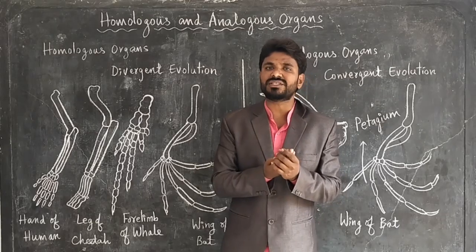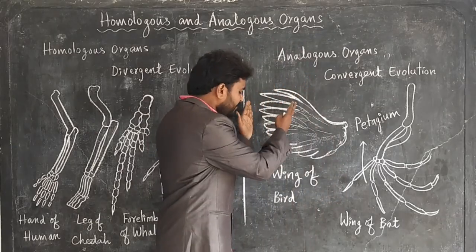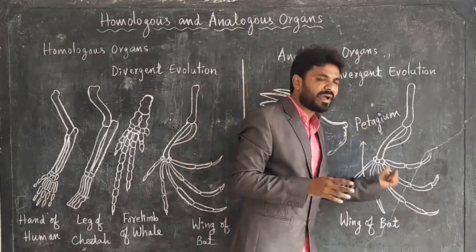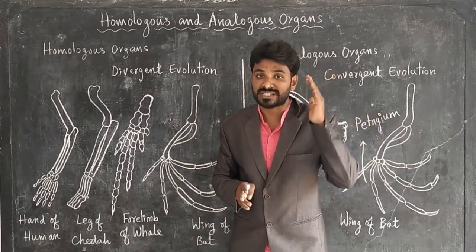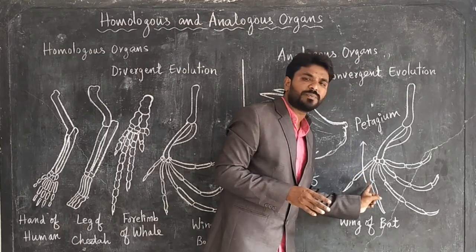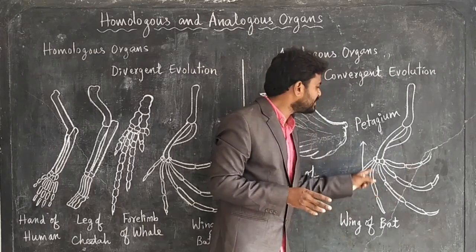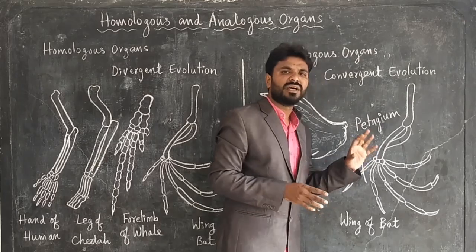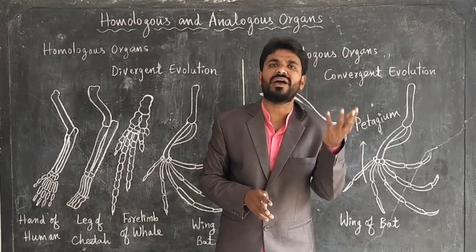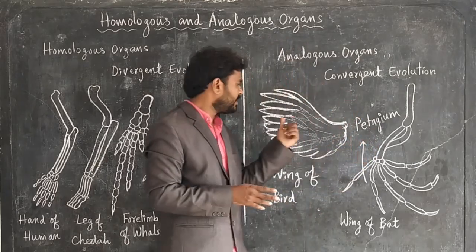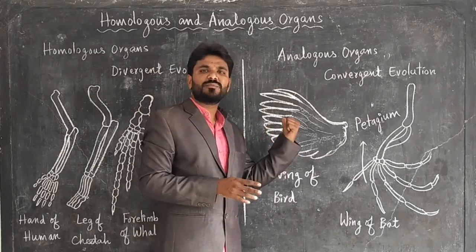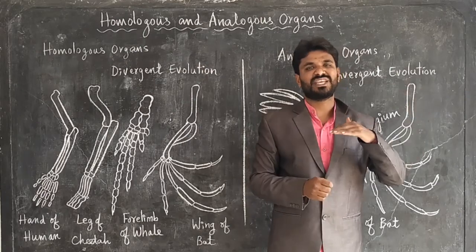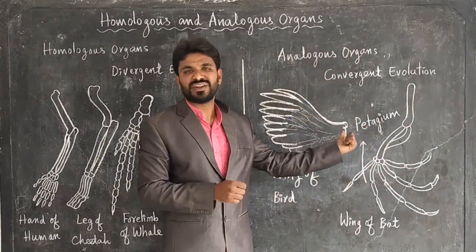How do they have different structures? Let's look at the structure. Wings of birds are covered by feathers, and wings of bat are covered by skin folds or skin. The skin fold present between the fingers of bat is called patagium. This patagium helps the fingers to stretch in and stretch out during movement. Here wings of birds are covered by feathers and wings of bat are covered by skin folds. So they have different structures.